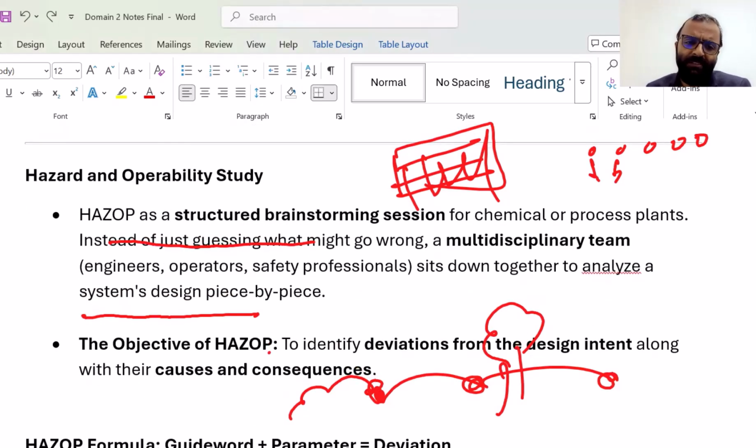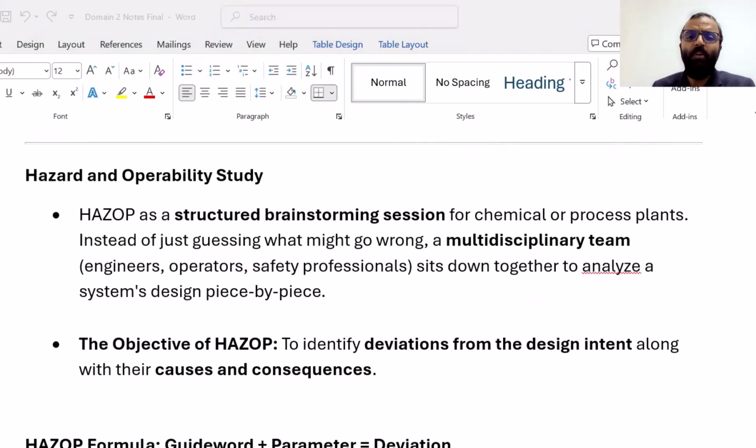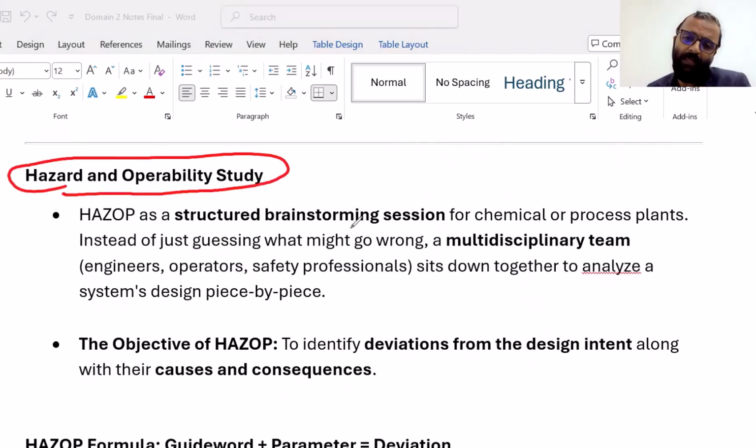Now, hazard operability study, that is HAZOP. HAZOP we will be using mainly for which plant? We will be using it for our process plant, our oil and gas plant, or our refinery. It's a structured brainstorming session. Brainstorming session means what? You'll be taking ideas from all the people who are participating in this HAZOP analysis. You'll be asking them what will happen, what will happen, what will happen. That is, you're doing brainstorming for chemical or process plants instead of just guessing.